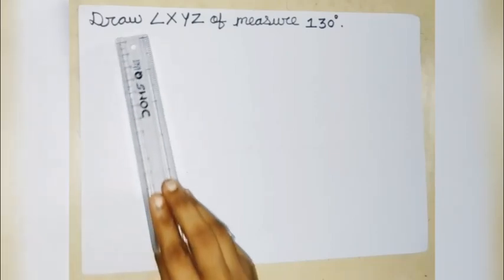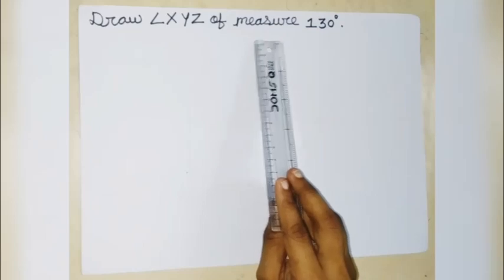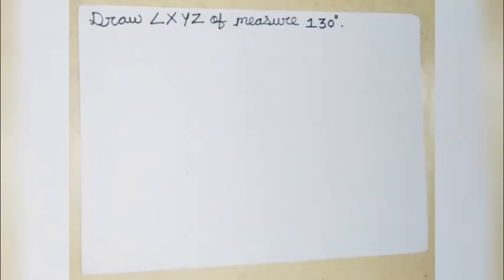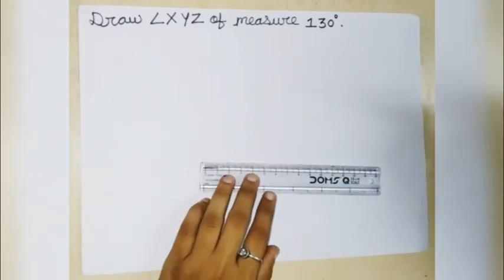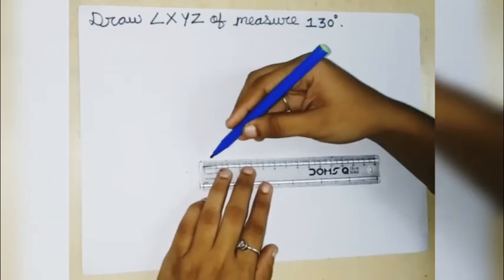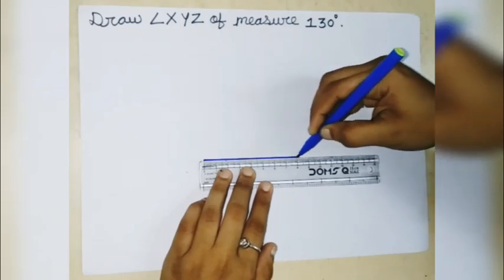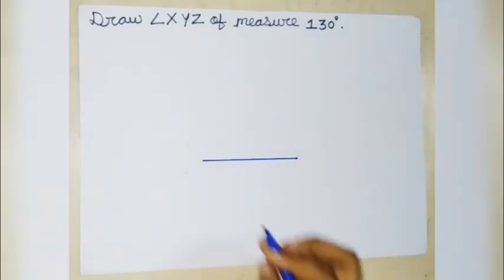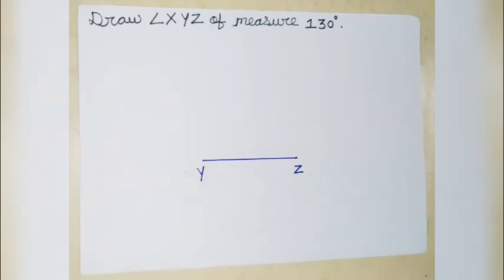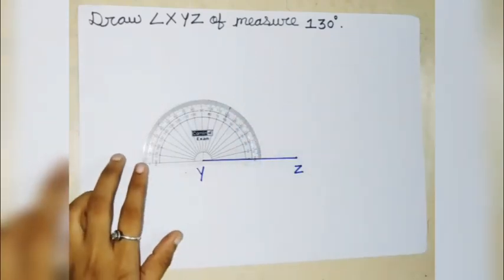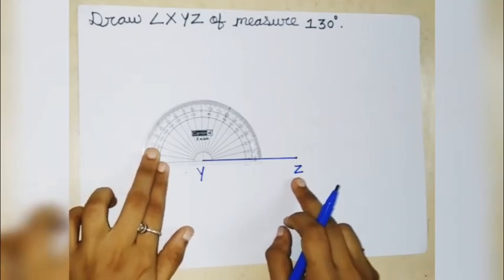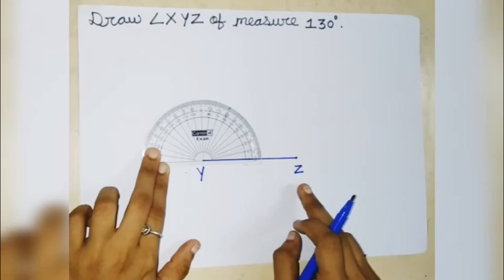Our next question is, draw angle XYZ of measure 130 degree. Children, now tell me what will be our first step. Yes, our first step will be that we are going to draw an arm. We will draw an arm YZ. After that, we will put center of the protractor on Y. From where we will start counting? From Z.